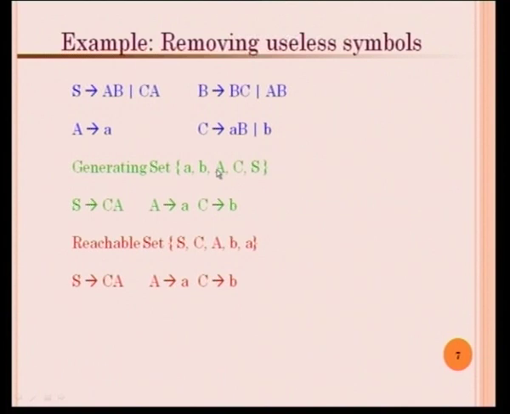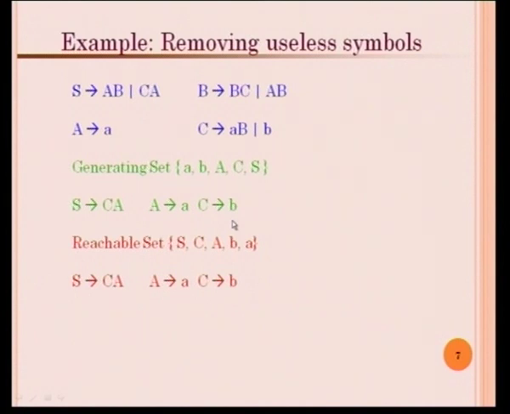Now we include only the productions where capital B is not there. So we will have S derives CA, and AB is not going to be part of the resulting grammar because B is not a generating symbol. Then A derives small a, and C derives small b. These are all the productions available as output.